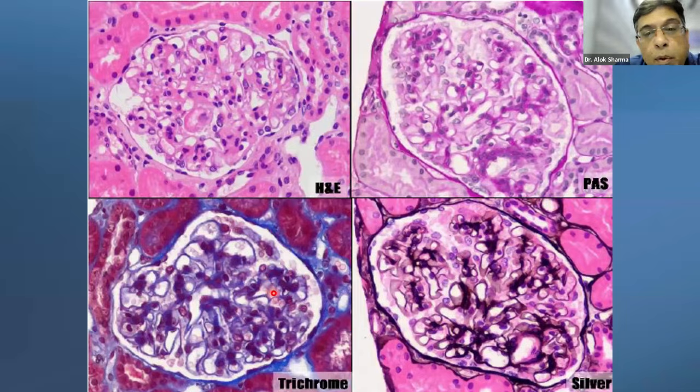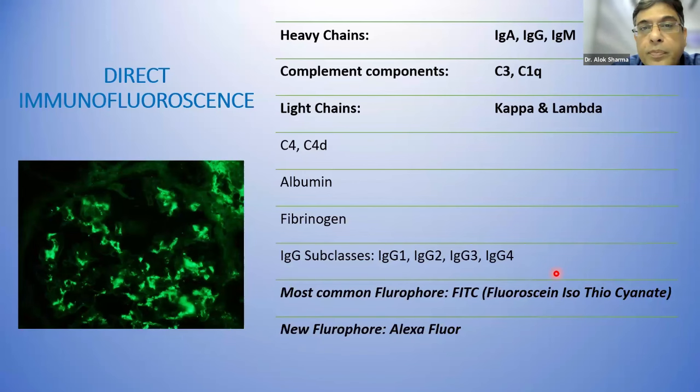Then you have the Masson's trichrome. You can see these outside areas which are blue. This is interstitial collagen. And then you have the silver stain again, where you see the black color of the basement membranes, the Bowman's capsule, the tubular basement membranes, and the mesangial matrix, right? More about this as we take on the cases. I'll keep on telling you one by one.